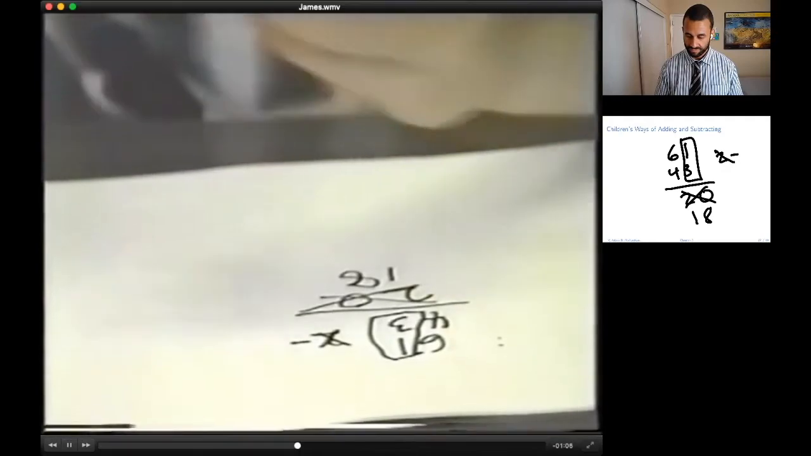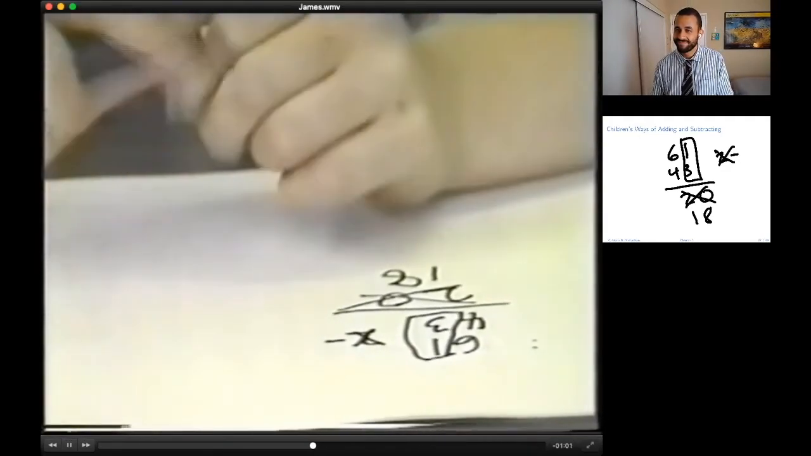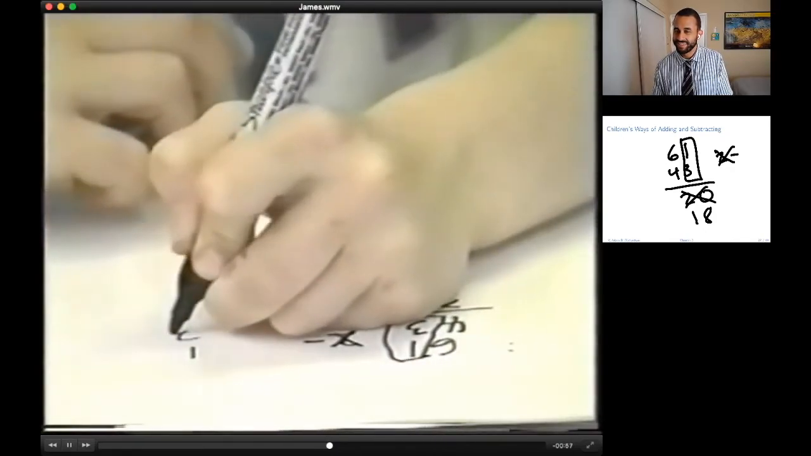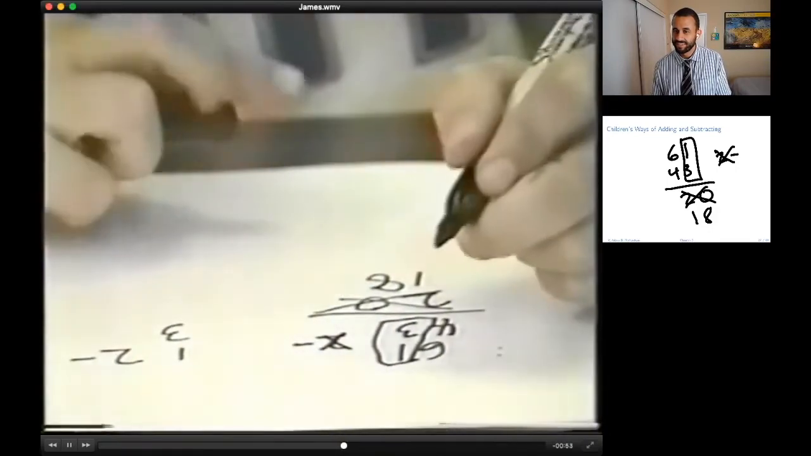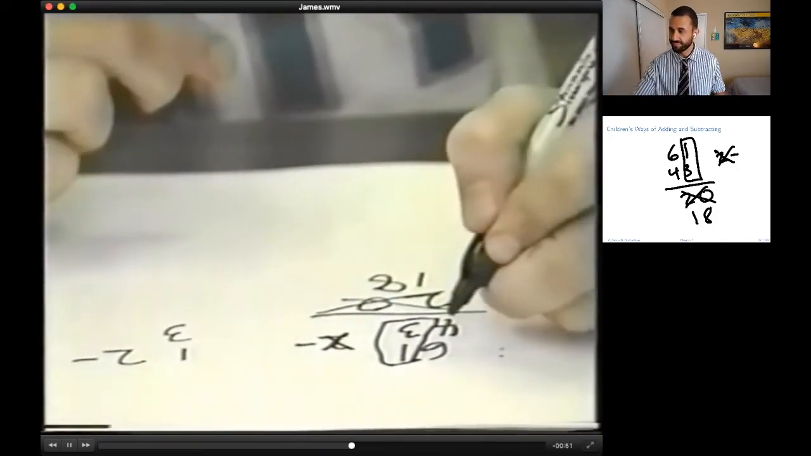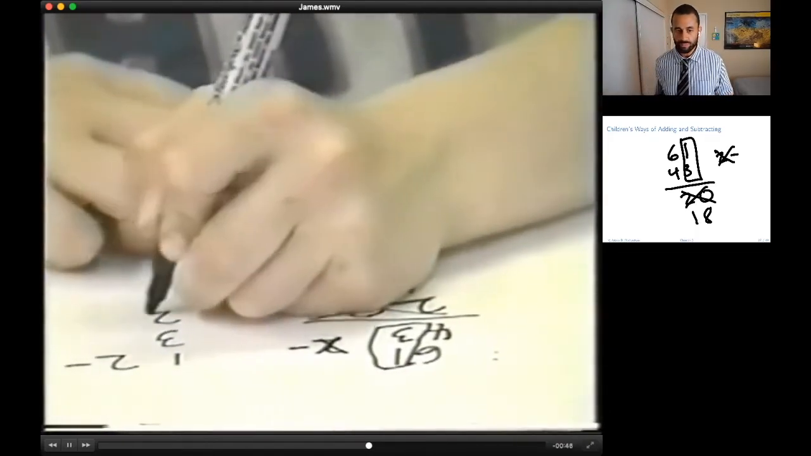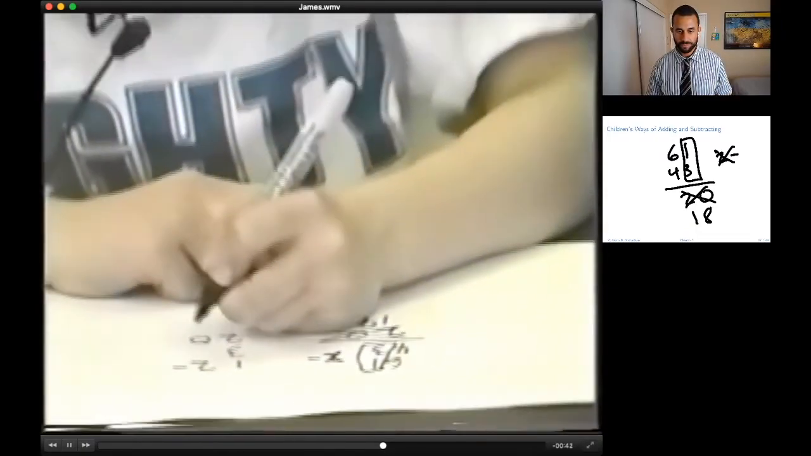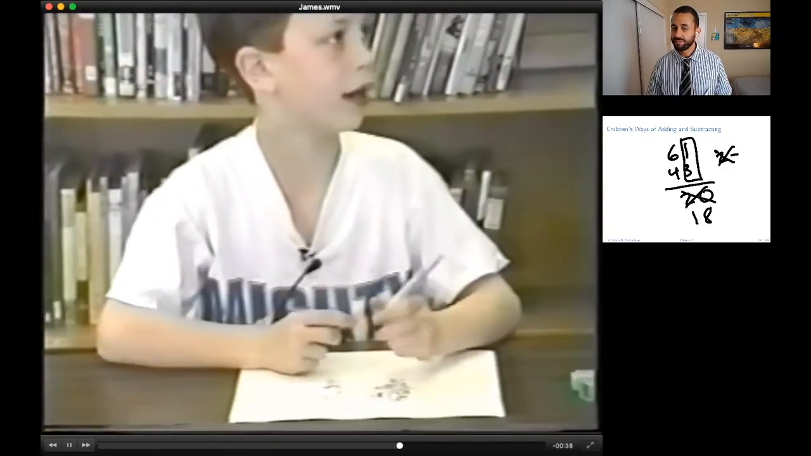I came up with 18. Okay, how'd you get 18? Well, I had 1, and I took away 3 from that, and I came up with -2. Okay. And then I took the 40 away from the 60, and I came up with 20. And then I had to take away 2 from 20, and that equals 18. So I did it that way.